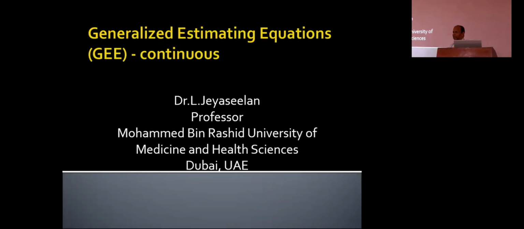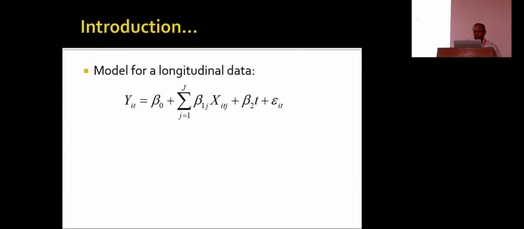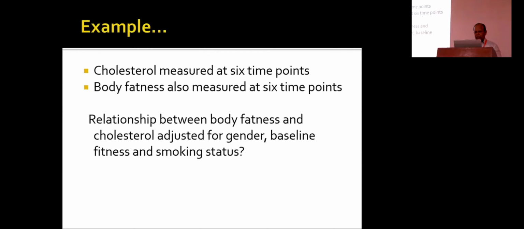Where do you use GEE analysis? Only when there is repeated measures data analysis. In that situation, the situation is totally different. This is what I wanted to ask you. Yes, this is the model which I just explained some time back. The cholesterol measured at 6 time points, body fatness measured at 6 time points. Okay. It's a repeated measures data analysis or longitudinal data analysis. Adjusted for gender and baseline fitness and smoking status.